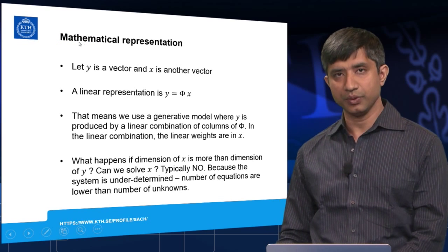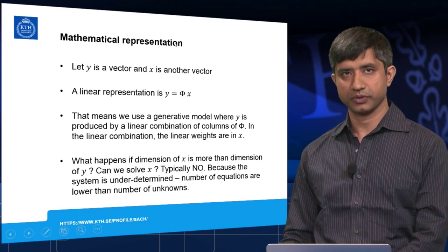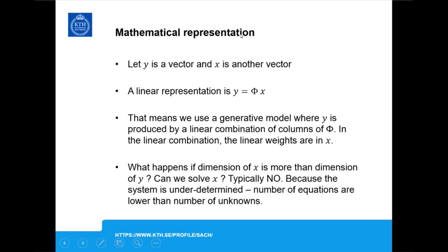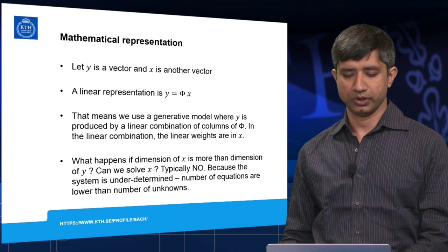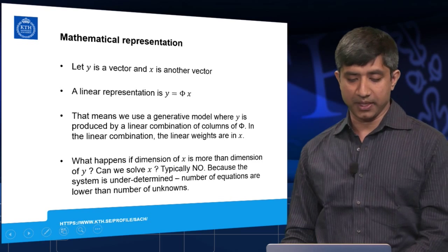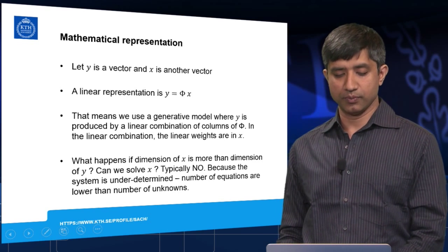So, in this slide we have mathematical representations. Let y be a vector and x be another vector, and a linear representation is y equal to phi x. What does it mean? It means we use a generative model where y, the signal, is produced by a linear combination of columns of phi. In the linear combination, the linear weights are in x. Now, what happens if the dimension of x is much more than y?